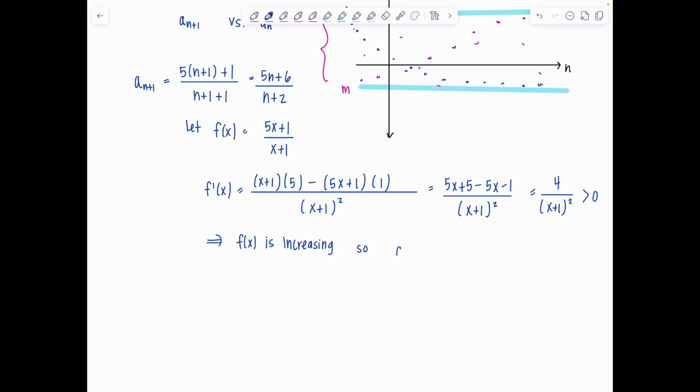So my sequence a sub n, which is defined as 5n plus 1 over n plus 1, is monotonic, increasing also. Okay, cool. So I got half of the problem answered.